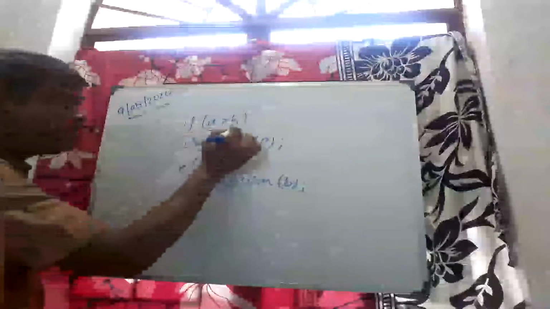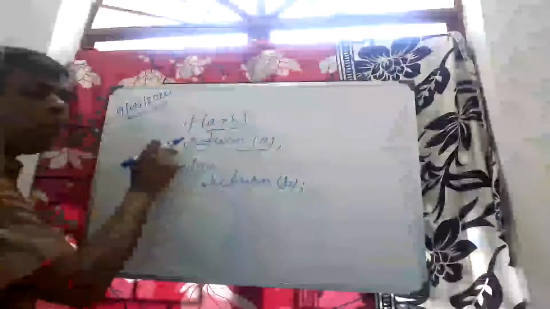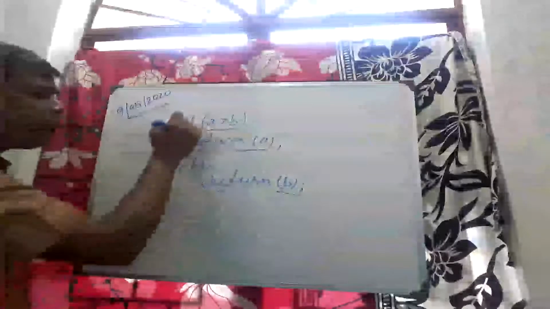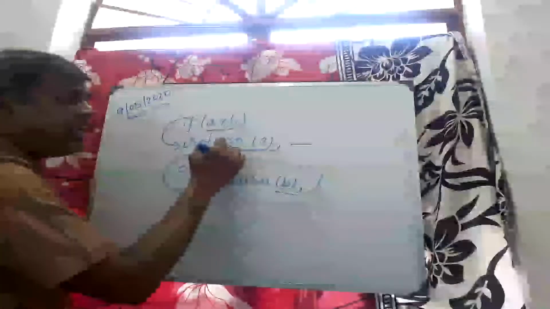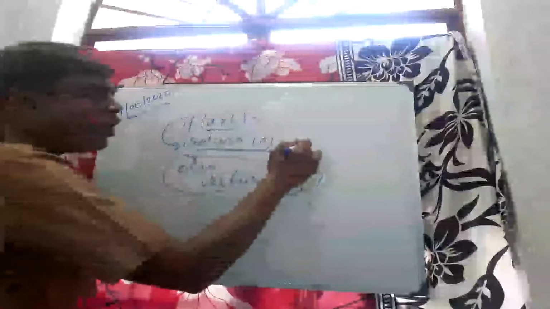Based on the condition, if this condition is true, then the function will return this. If this condition is not true, then control will not enter into the body. Control will directly come here, and this statement will be executed. If this condition is true, the control will come here, and the compiler will execute this statement. Then there is no question of this other part, because the compiler has already executed this statement. But if the condition is not true, then control will go directly to the else part, and then this statement will be executed.